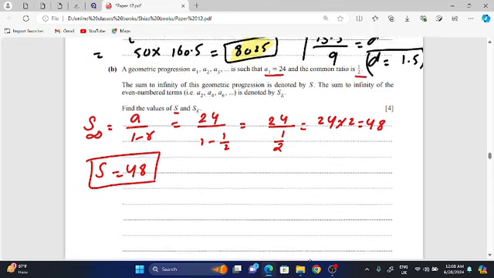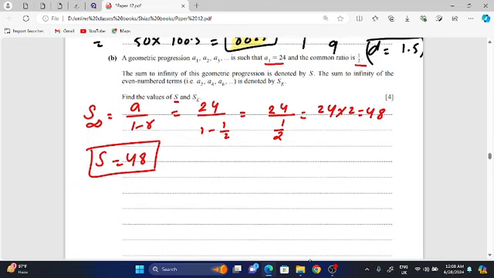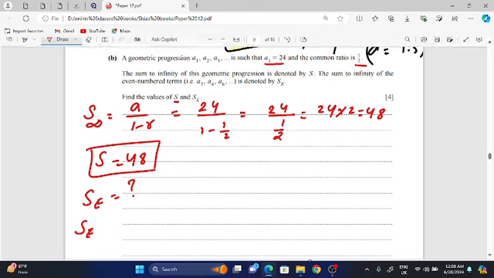The second thing that you need to find is SE, the sum of infinite terms of the geometric progression, but these terms should be even in nature. So SE you need to find. Definitely the same formula will be used, but somehow the ratio will be changed for it. Write down the expression of SE first.